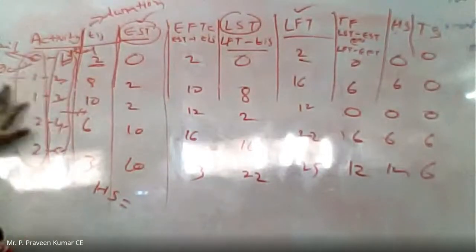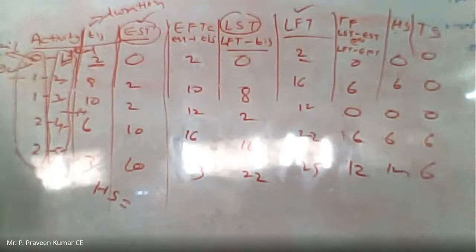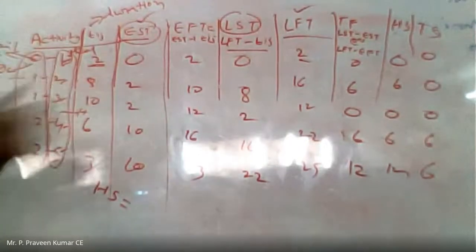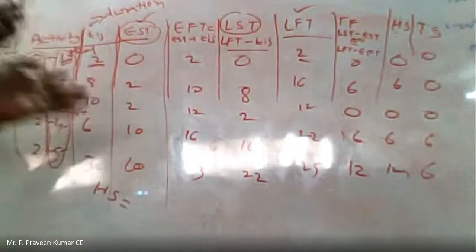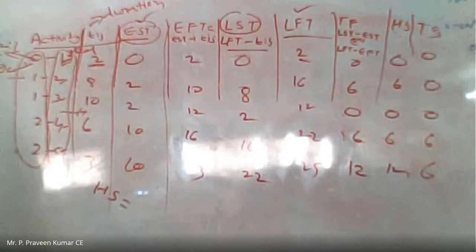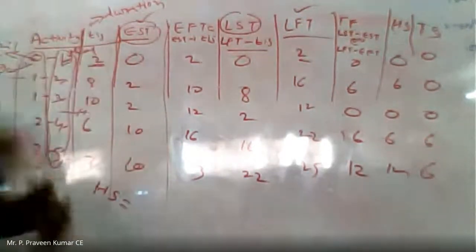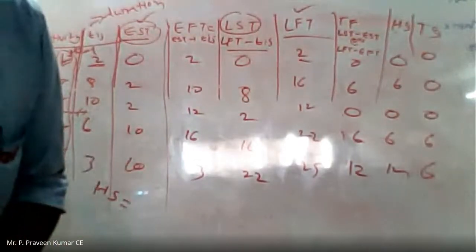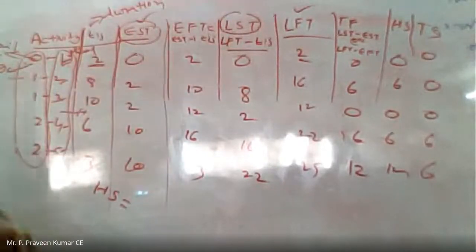So you just need to observe the activity. The starting point will be named as tail and the ending point will be named as head. Based on that node, we need to differentiate the values, that is E2 minus E1 or L2 minus L1, whatever it may be. If you understand what is tail and what is head, then it is very easy to calculate the head slack and the tail slack. Okay, now this part is over.